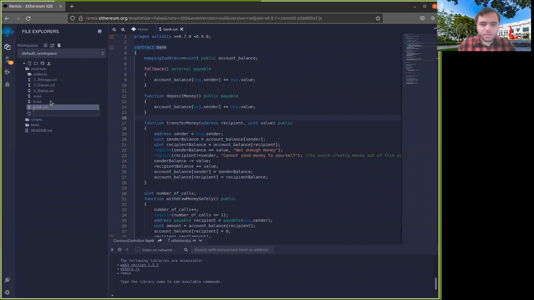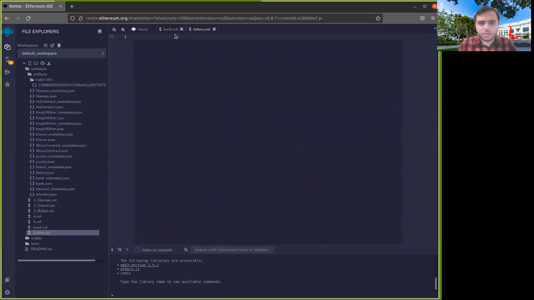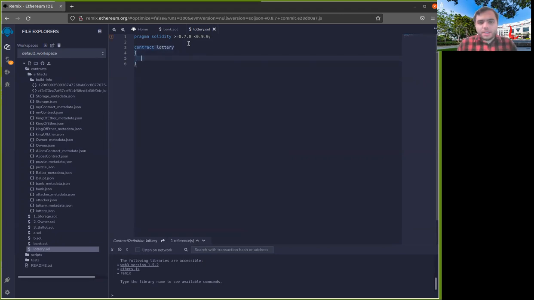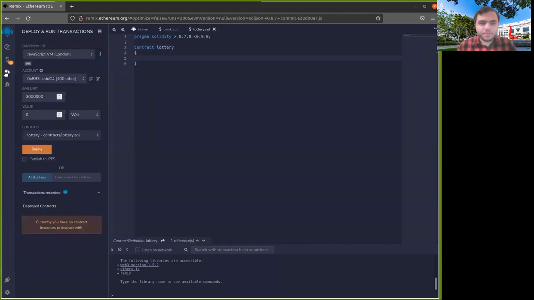So let me just create a new file, and I'm going to call it lottery.sol. So let me just copy this. And let's say I have a contract that wants to do a lottery. So the idea here is that I want people to be able to buy tickets to this lottery, and I want to have a fixed price per ticket. So in this example, I'm going to have a price of exactly 1 Ether per ticket. That's quite a high price, but this is just for demonstration purposes.